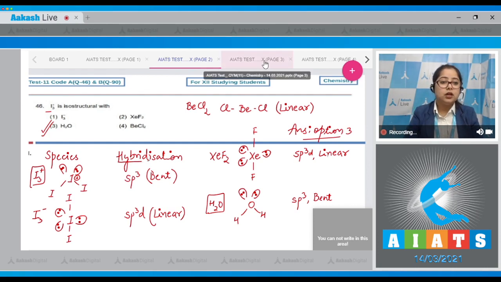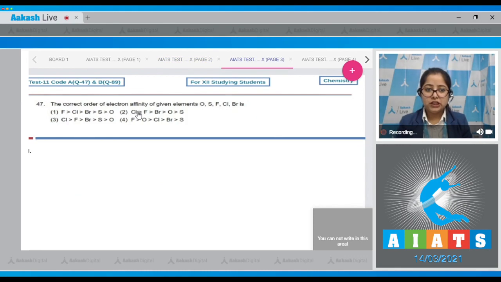Moving to next question, which is question number 47. The correct order of electron affinity of given elements, that is oxygen, sulfur, fluorine, chlorine, bromine is. Students, first of all, we are given 5 elements. 3 of these, that is fluorine, chlorine, bromine, belong to group 17, that is halogens, and 2 elements out of these, that is oxygen and sulfur, belong to group 16, that is chalcogen family.